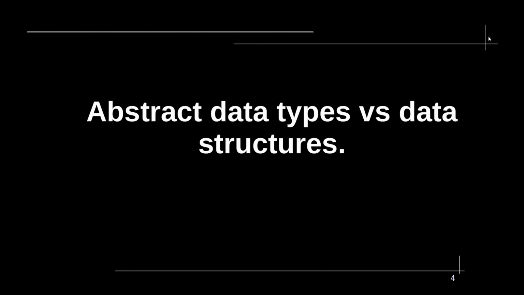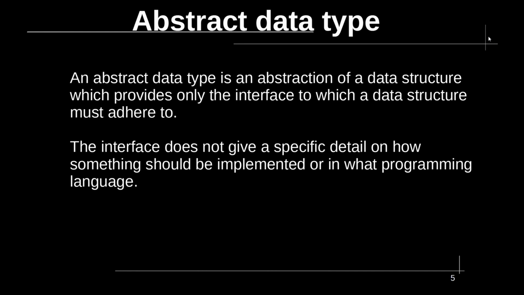Before we even talk about data structures, we are going to talk about abstract data types. What is an abstract data type and how does it differ from a data structure? Well, the answer is that an abstract data type is an abstraction of a data structure which provides only the interface to which a data structure must adhere to. The interface does not give a specific detail on how something should be implemented or in what programming language.